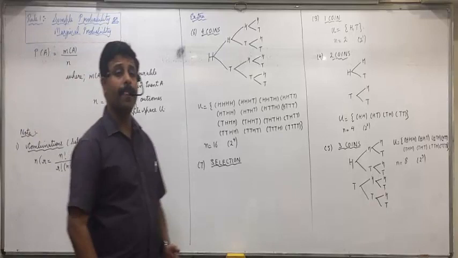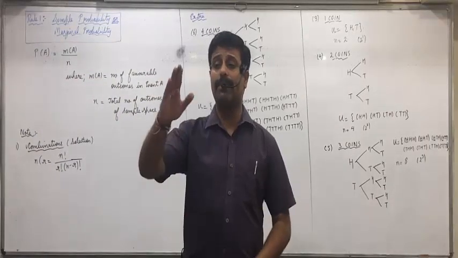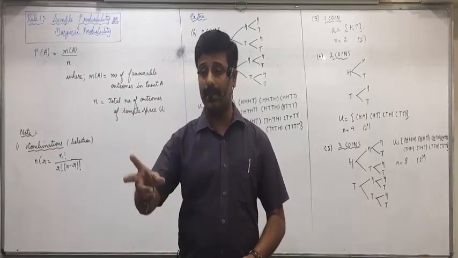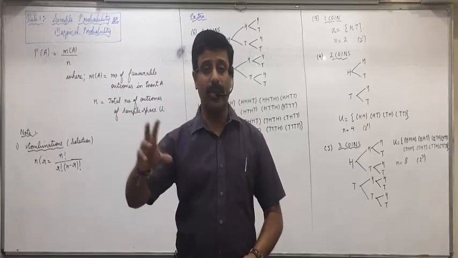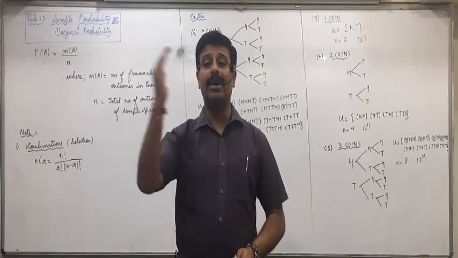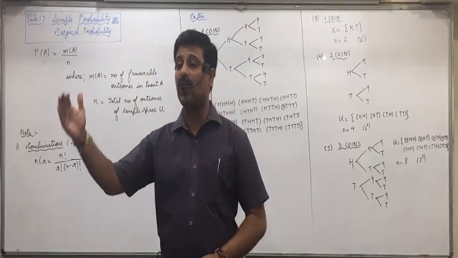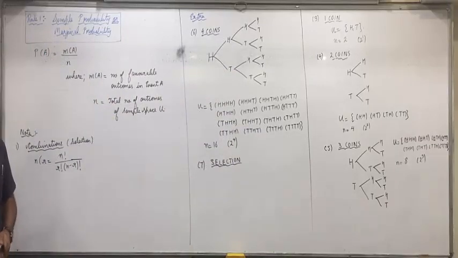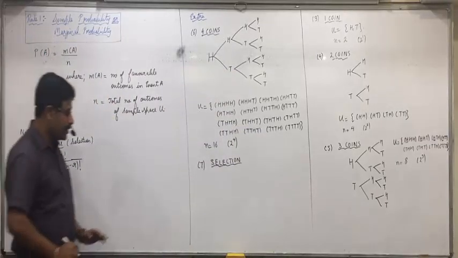Just to recollect, factorial means you multiply all the numbers up till 1. So 2 factorial is 2 into 1. 3 factorial is 3 into 2 into 1. 8 factorial is 8, 7, 6, 5, 4, 3, 2, 1. You'll multiply all the numbers up till 1. Okay. For example, understand this.